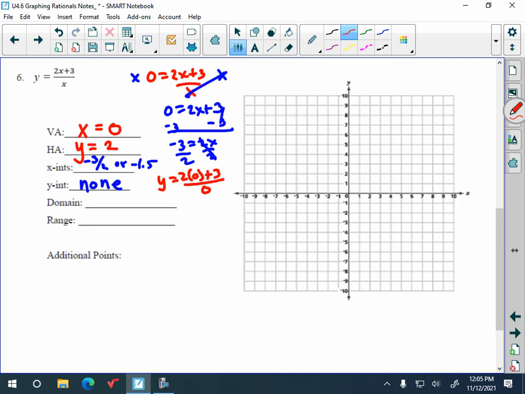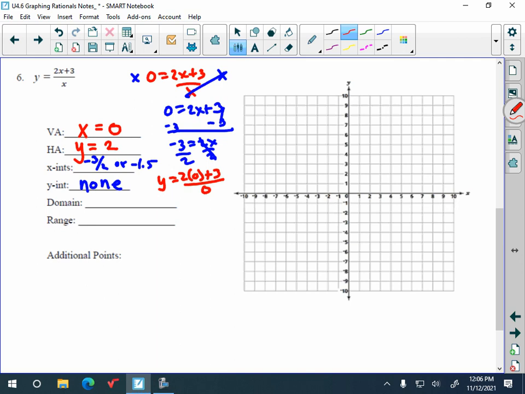Yes. Because you get 0 on the bottom, and you can't divide by 0. It's undefined. You put in 0 for x. 0 here, 0 here. Here's the math, right? Plug 0 in. This is 0 plus 3 is 3 on top. This is 0 on the bottom. 3 divided by 0 is undefined. Can't divide by 0. All right?